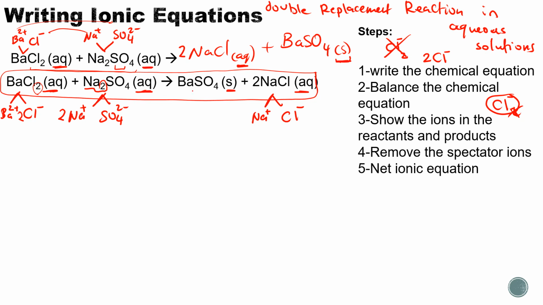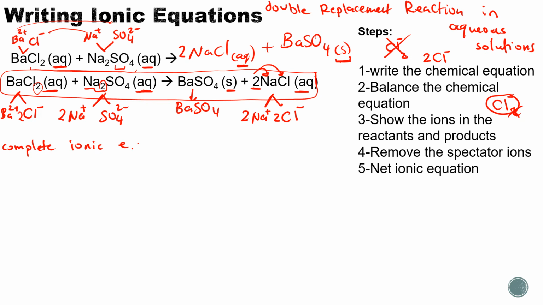This one is a solid. It will stay the same. So I will do this only for the AQ, the ones that dissociate into ions. Now this 2 means I have 2Na and 2Cl. So I'll put 2 here and 2 here.